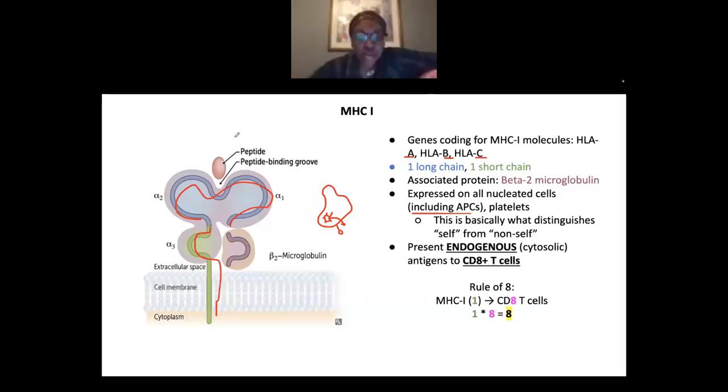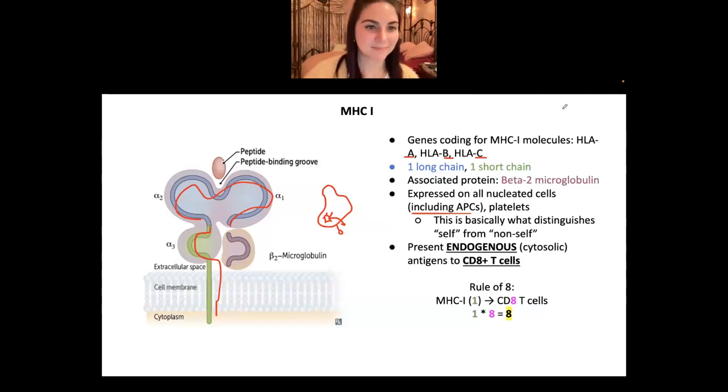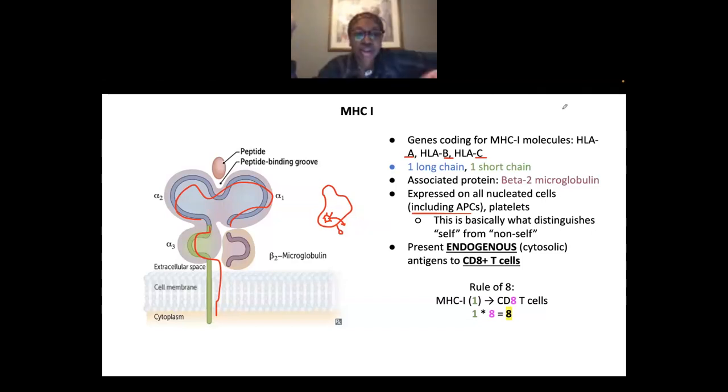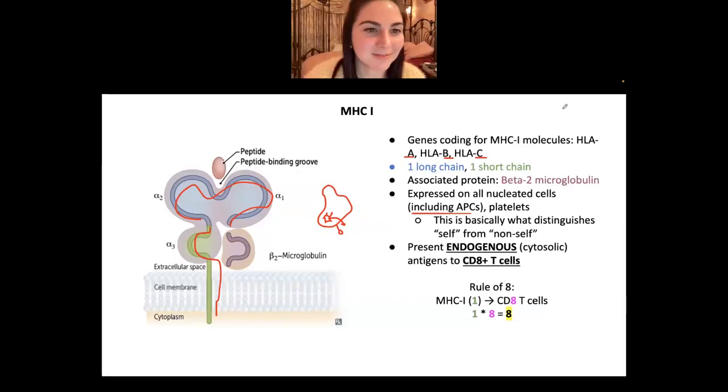So this makes sense because the CD8 ones are the cytotoxic ones. Yes, if it's inside the cell, there's nothing you can do to get it out. You just want to kill the whole cell. Exactly. Okay, that makes sense. Perfect.